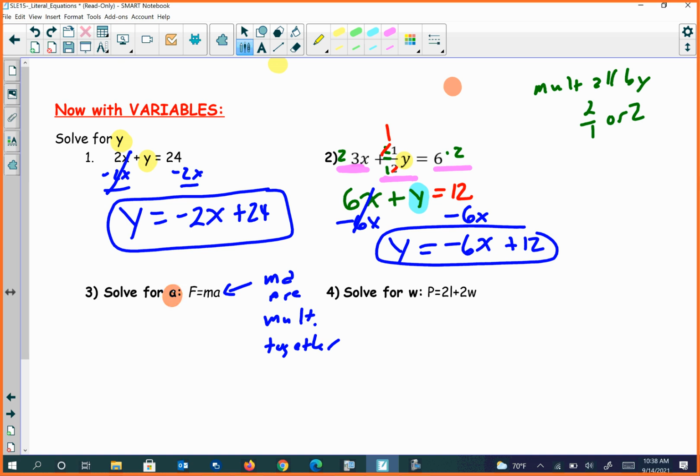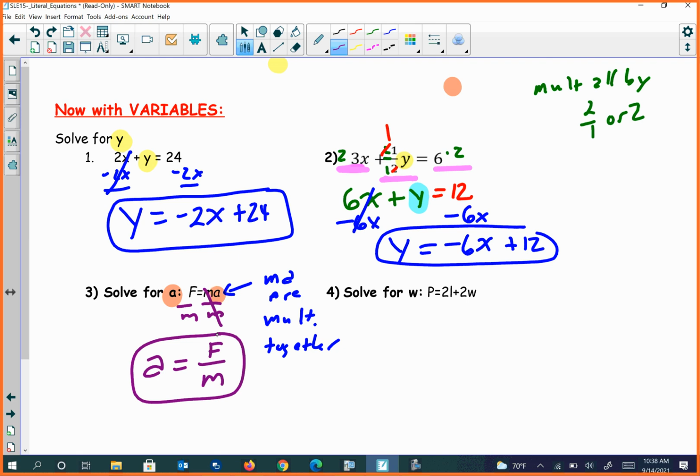So I want to get a by itself. What do you think I should do to both sides to get the a alone? Divide by m. Yeah, I'm going to divide each side by m. So those cancel. So I get a equals f over m. A equals f over m. You buy it?